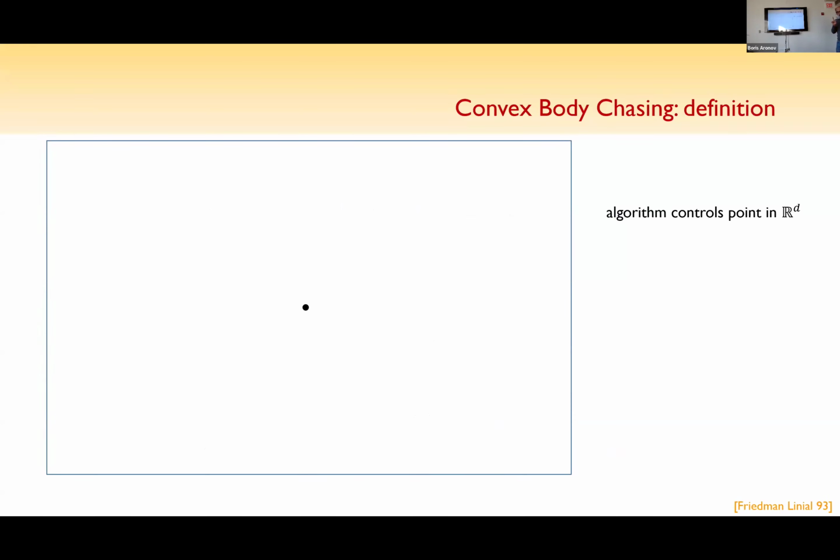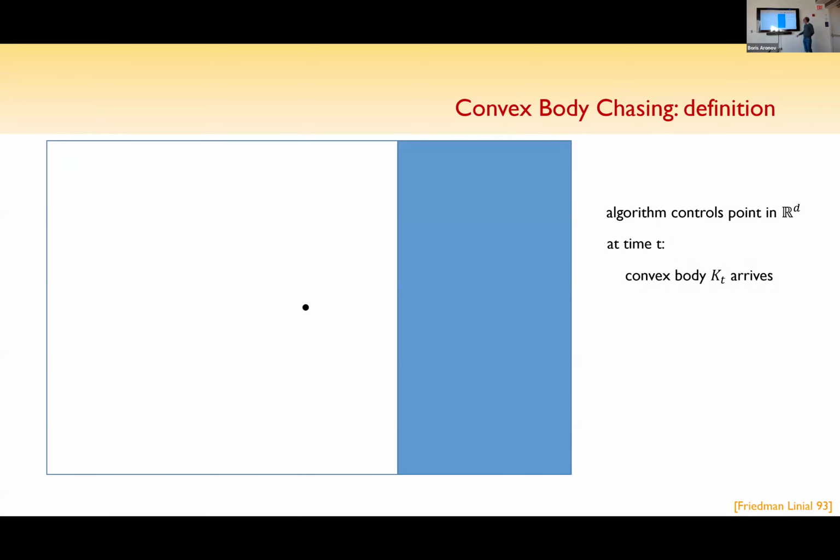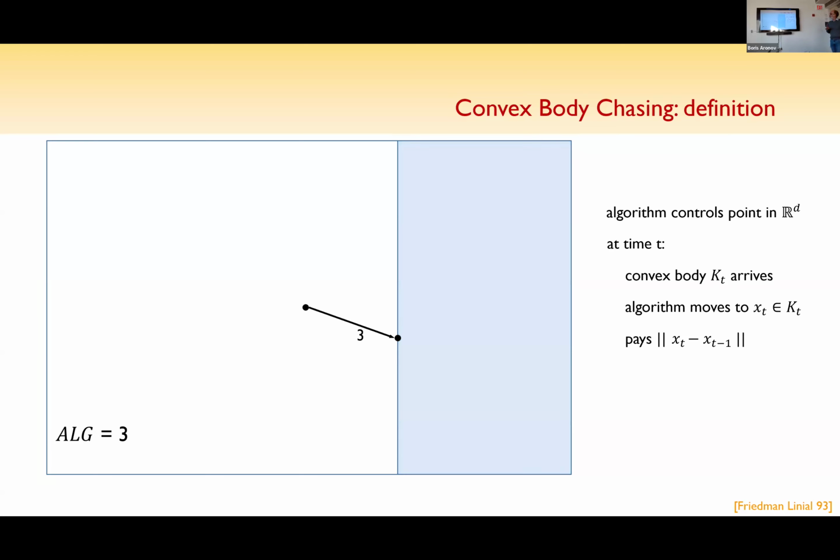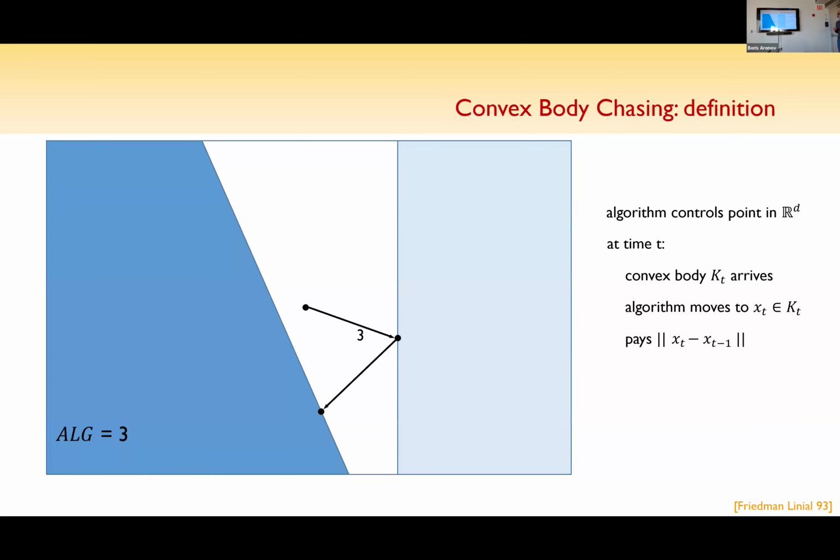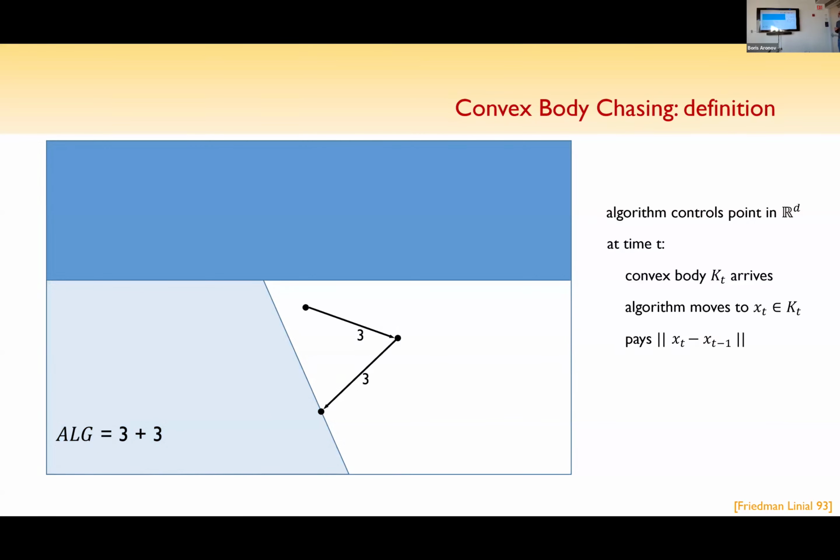Okay. So the general idea of the problem is very simple. It's an online algorithms problem. You have an algorithm and you control a point, initially, let's say the origin, always, and it's in d dimensions. At any point in time, a convex body arrives, and you have to move your point into the convex body. That's it. The body arrives, you move there. What do you pay? You pay the distance you travel. Then another convex body arrives, and you move your point into it. And then the third one arrives, and you move your point into it.